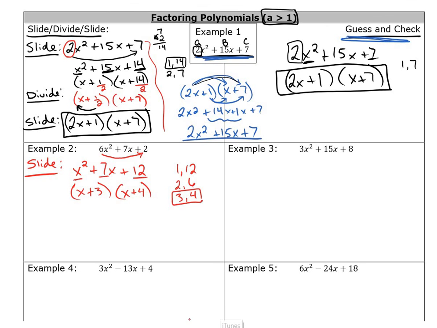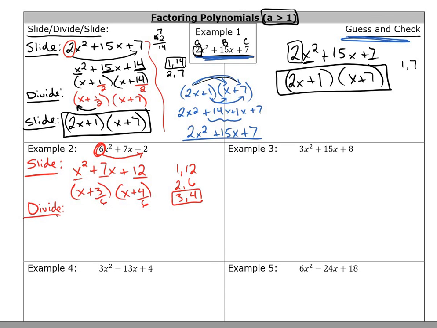Next we're going to use the divide. Remember, what do we divide by? We divide by whatever the first term was that we slid over. So now we divide by 6, divide by 6. It's at this step you might not have reduced your fractions, but remember, we do want to reduce fractions at all times, including now. So x plus, what is 3 over 6 reduced to? 1/2. They're both divided by 3. And x plus 4 over 6 is reduced to 2 over 3.